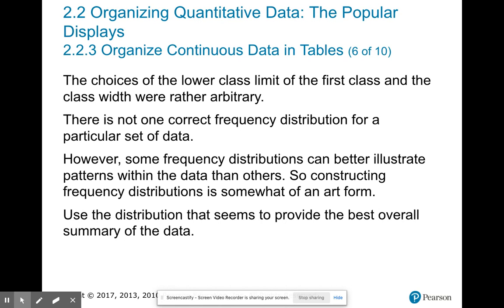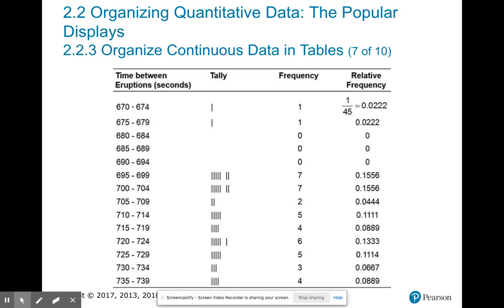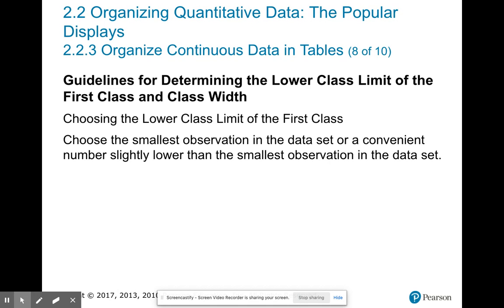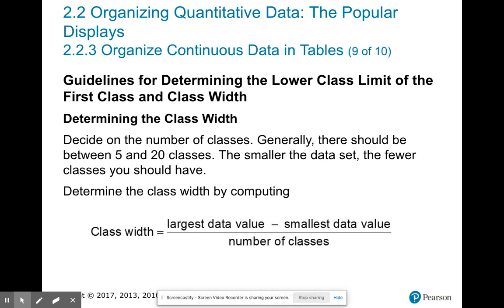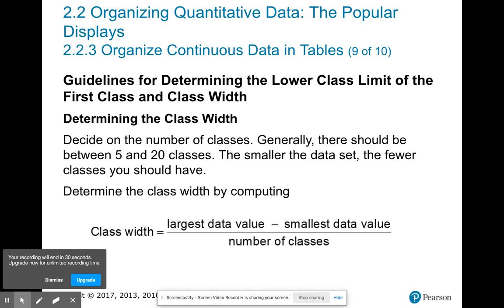Your book says they're arbitrary, but if you have different class width, for example, this is a class width of 5, you end up getting a different look to your graph. It's not way different, but it's a little bit different. What you typically want to do is choose the smallest number or something that's convenient, like we had 742 and we picked 740. And generally you want between 5 and 20 classes. No less than 5, but no more than 20.